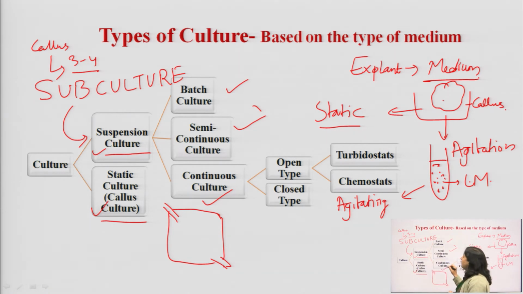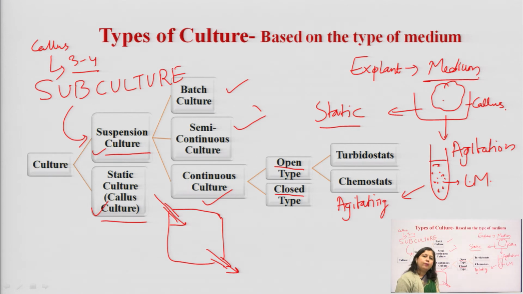And last is the continuous culture. In continuous culture, in the compartment where the suspension culture is there, you have a continuous inflow of the nutrient medium and continuous removal of the used up medium. So, that is why it is known as a continuous culture. Again, continuous culture is of two types, open type and closed type.